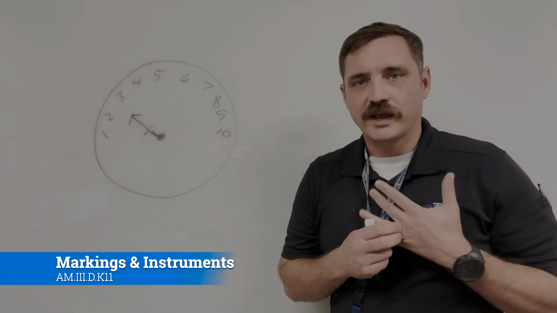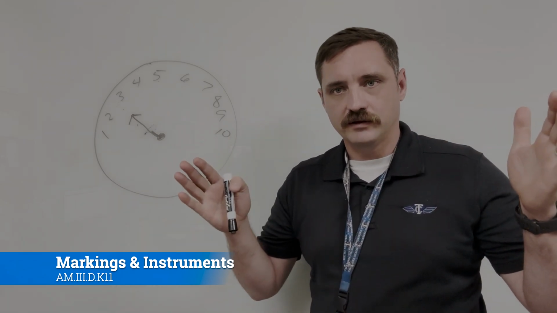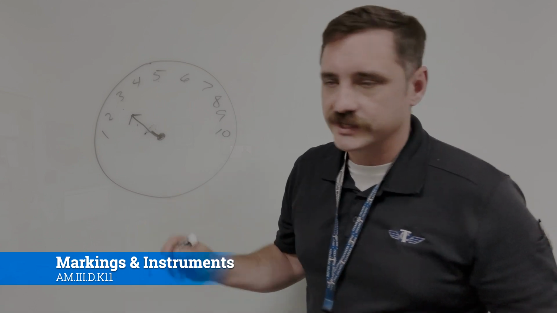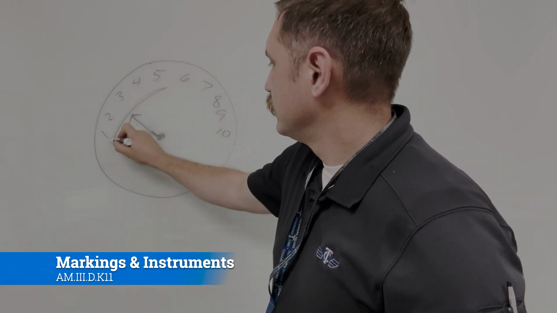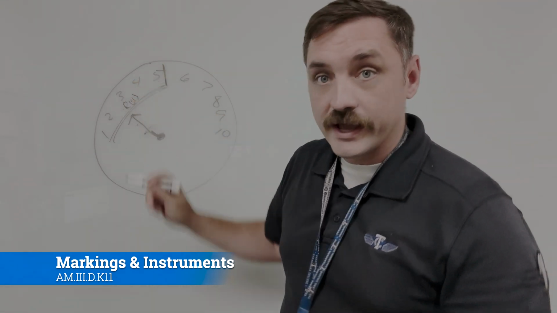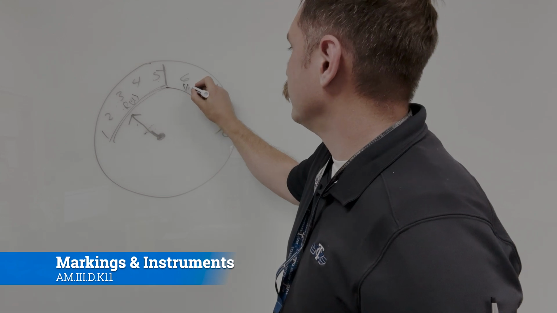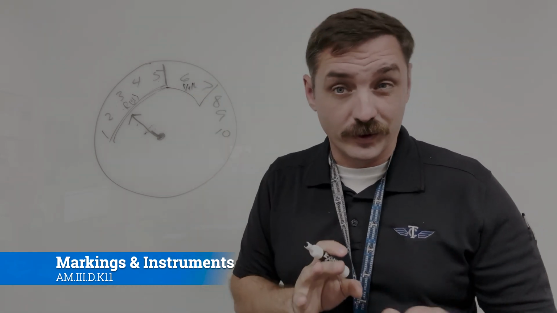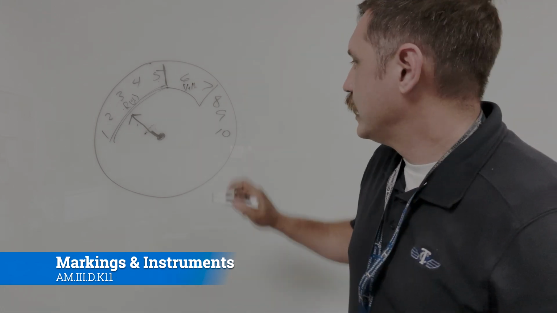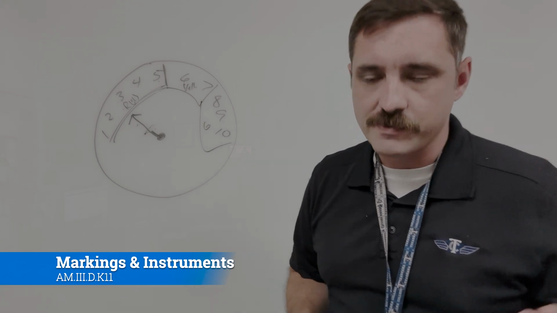Okay, so the last thing we want to cover on engine instrumentation systems is the range and marking. Obviously we'll have different ranges that we can operate in. Red is where we want to stay out of. Yellow is where you only want to be for a short period of time and then try to get out of as soon as possible. And the last one is the green, and that's where we want to keep it.